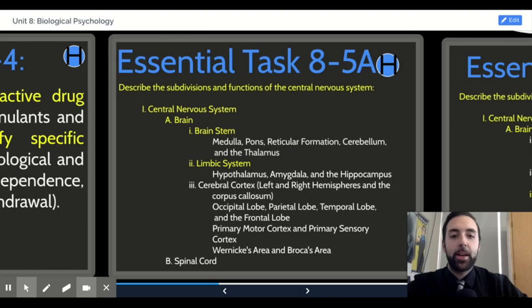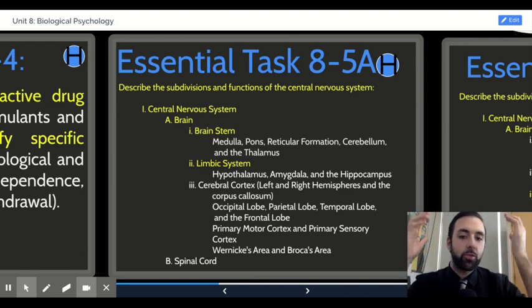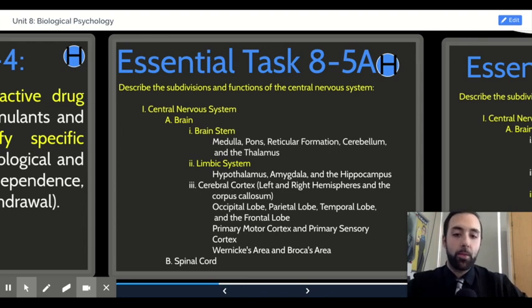In Essential Task 8.5a, we are going to begin a sequence of 3 essential tasks, 8.5a, b, and c, which looks at the central nervous system, and more specifically in A and B, the brain. We are going to talk both about interior regions of the brain, like the thalamus, but also exterior regions of the cerebral cortex, the wrinkly part of the brain that often comes to mind when you think of the brain, like the frontal lobe and the temporal lobe, and a variety of other regions.